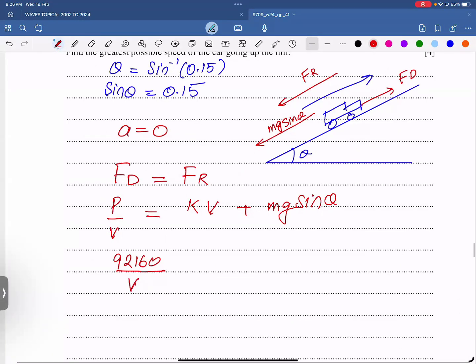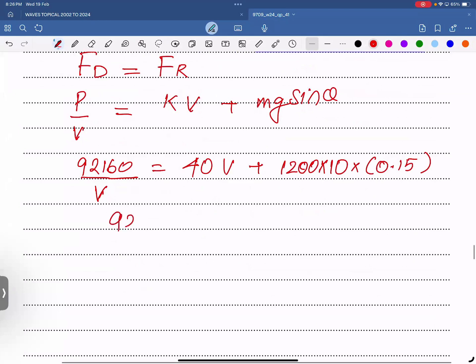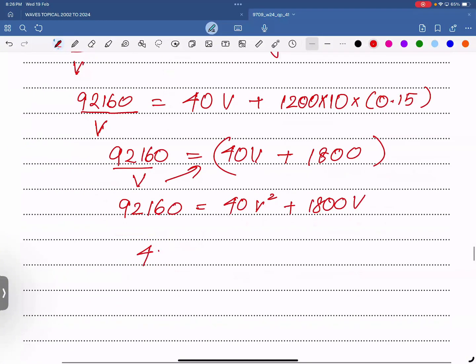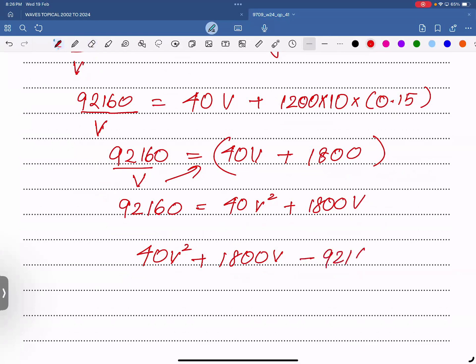I think it will form a quadratic equation this time. K was 40V, mg 1,200 times 10, sine theta is 0.15. Let's do simplification in one step. 92,160 over V is 40V plus 1,800. Okay, cross multiply by V to both of them. 92,160 equals 40V square plus 1,800 V. Now, my dear students, 40V square plus 1,800 V minus 92,160.